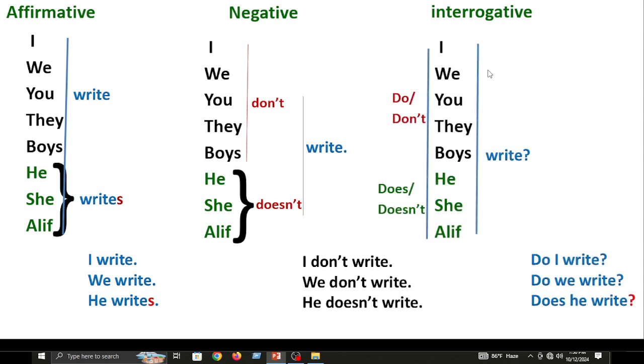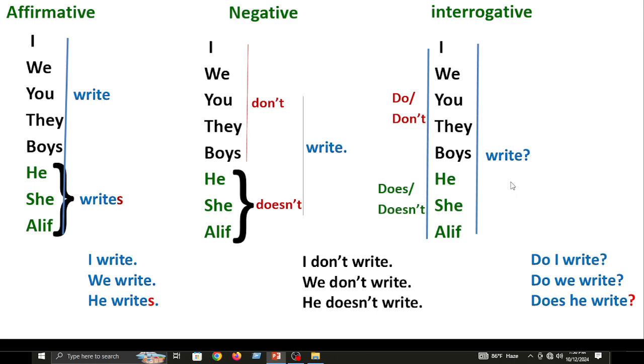Okay, interrogative sentence: you have to take the helping verb before the subject. Same: do I write, do we write, do you write, do they write. But does he write, does she write, does Alif write? For negative interrogative: don't I write, don't we write, don't you write, don't they write, doesn't she write, doesn't he write, doesn't Alif write. In this way you can make negative interrogative and interrogative sentences, and you can take more and more verbs and make more and more interrogative sentences.